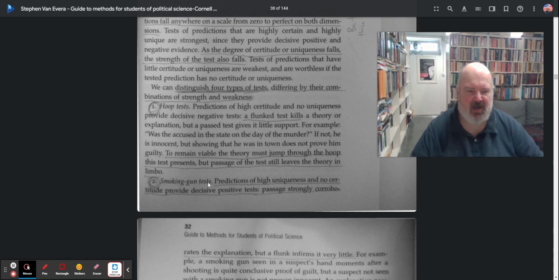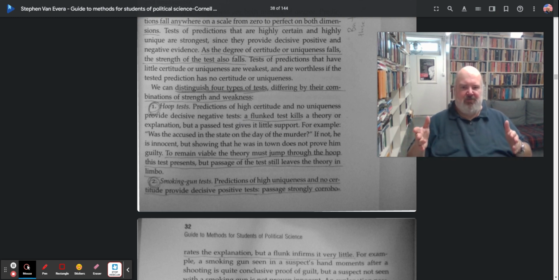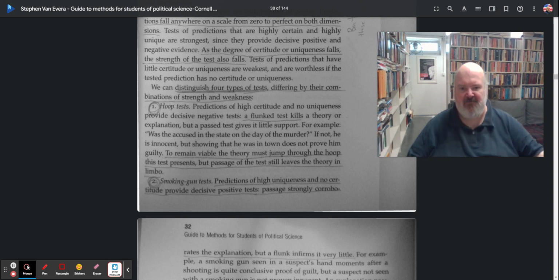The first two are, let's do the hoop test. Predictions of high certitude and no uniqueness provide decisive negative tests. So the hoop test is a case where the predictions have high certitude but low to no uniqueness, right? This provides a decisive negative test. A flunk test kills a theory or explanation, but a pass test gives little support for it.